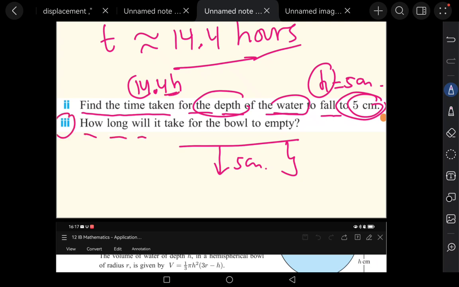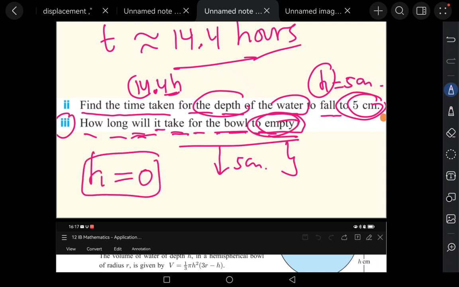How long will it take for the bowl to empty? So how long does it take for the bowl to become empty, roughly? That's the question asking. So it means for the bowl to be empty. What does it mean? Bowl empty means the height equals 0. That's the meaning of the bowl to be emptied. Height 0, isn't it? Because empty, right? No height.